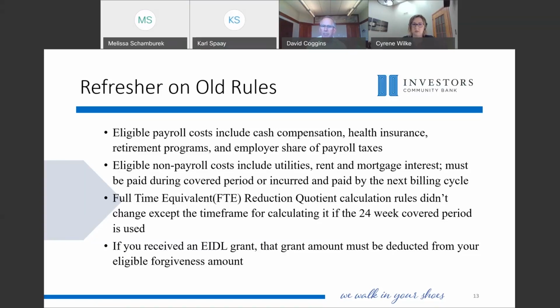Health insurance, a lot of people have asked, does that include dental and vision? We've not found anything in the guidance that specifically excludes them, but we've not seen anything that says they can be included.